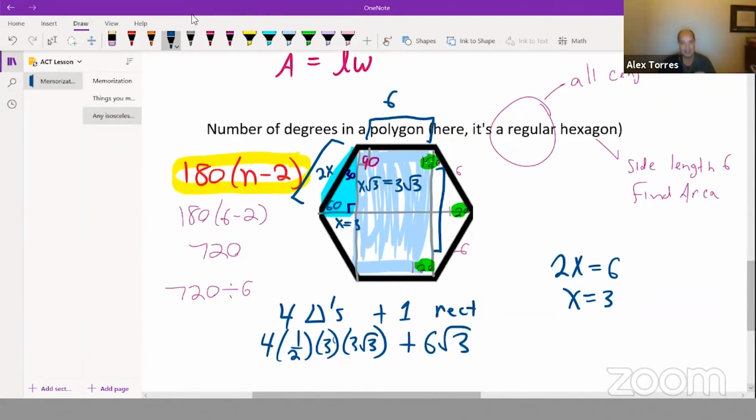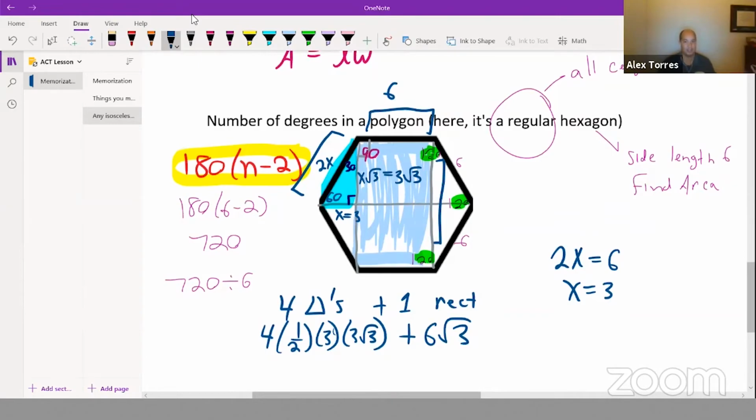So you can see how with a nice basic formula-based question, we're in some hot water with a lot of stuff going on here. So just simplifying a little, we've got 4 divided by 2 is 2, times 3 is 6, times 3 is 18. So 18 root 3 plus 6 root 3. And the area of this hexagon would be 24 root 3. Know how to do that problem.